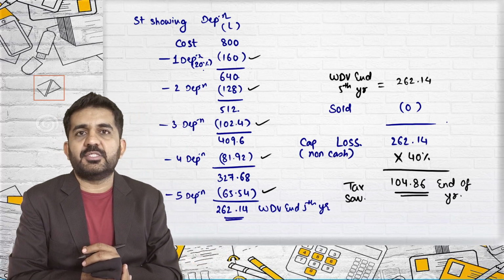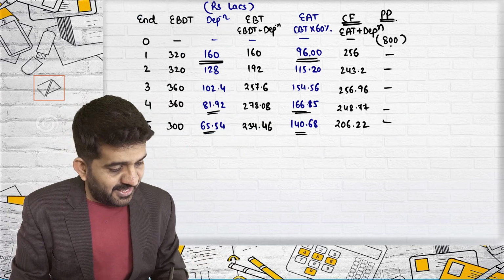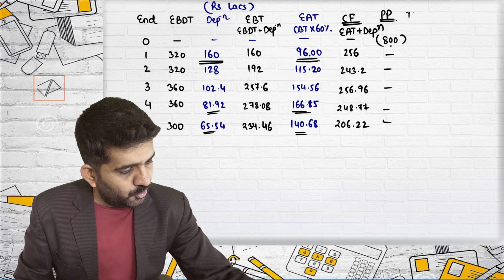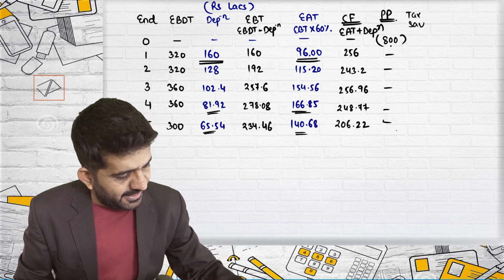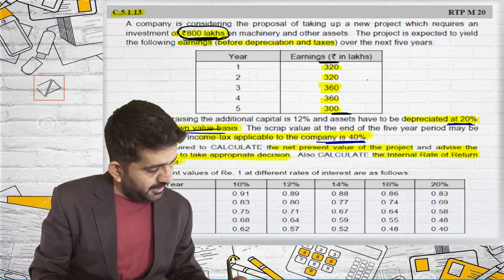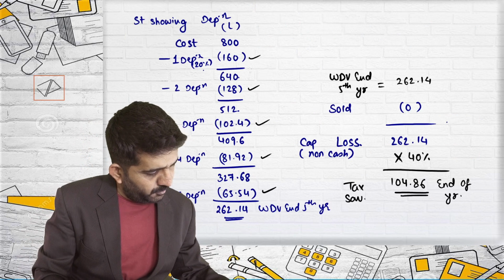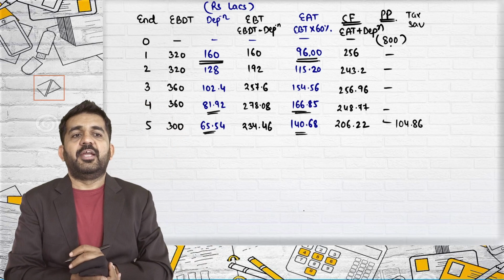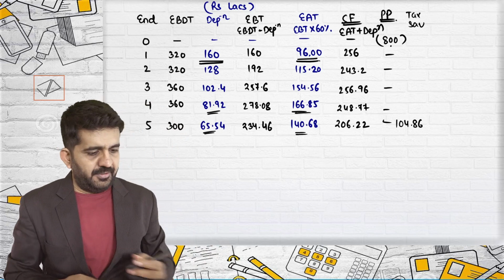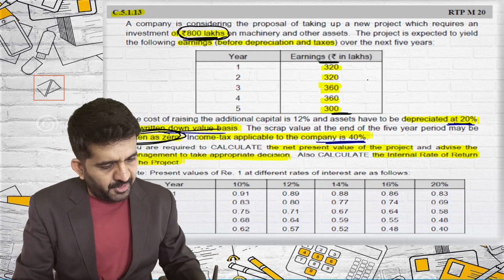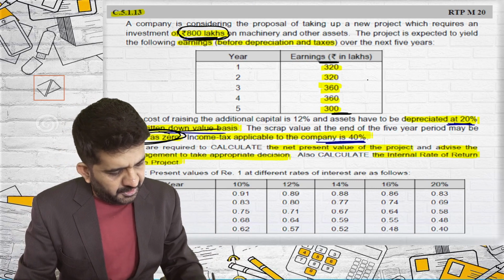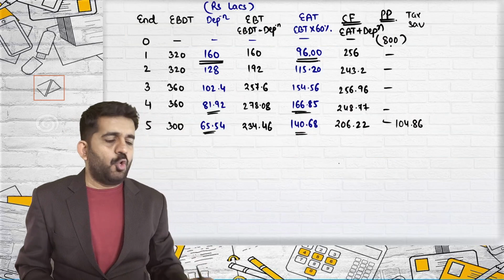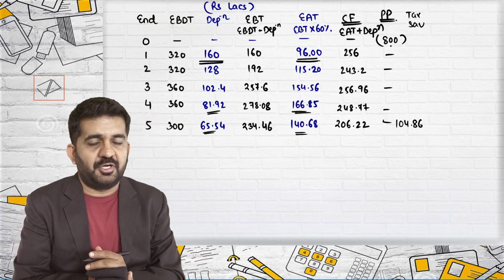end of the year. Is it all right? It is a tax savings. Tax savings is cash inflow. So it will be tax savings at the end of the 5th year. And it is how much? 104.86. And it is positive. All right. So, is there any other point like working capital? No. I have taken into consideration depreciation, cost of capital and tax benefit.